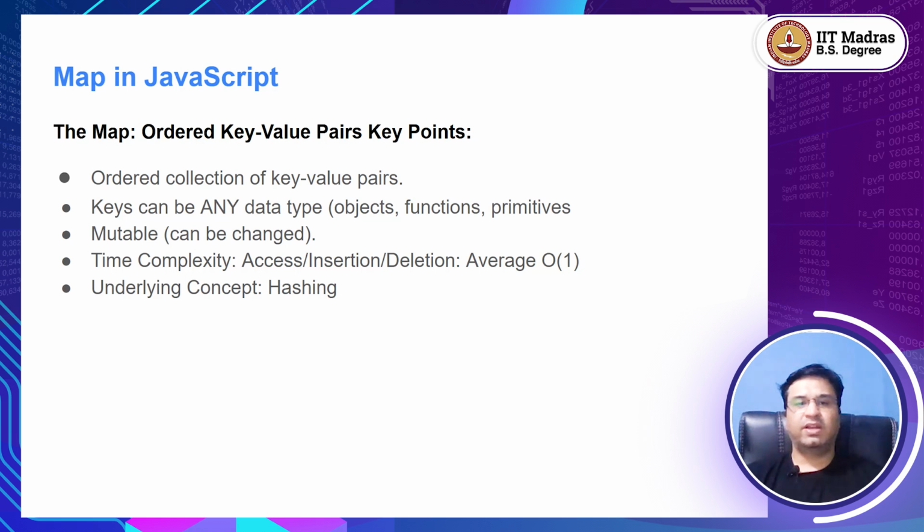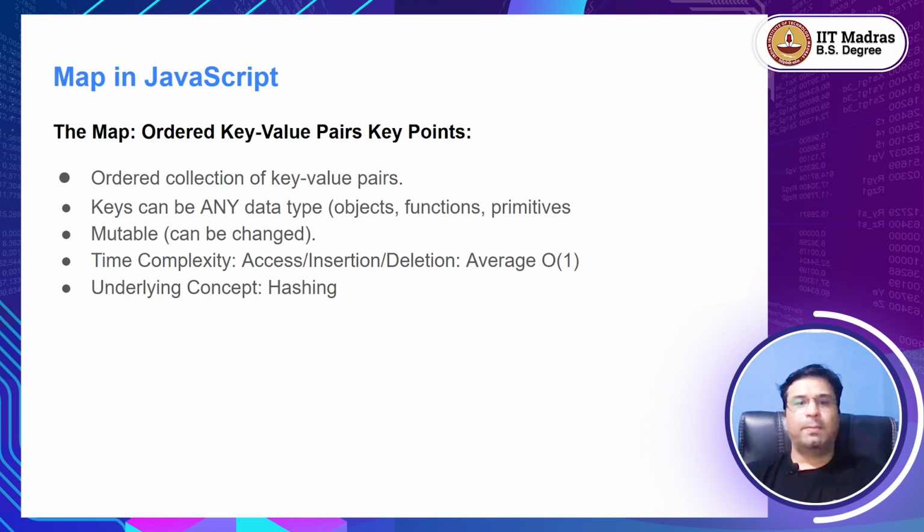The most significant difference is that Map maintains the insertion order of its elements. When you iterate over a Map, you are guaranteed to get the elements back in the order they were added. Another key difference is that Map keys can be of any data type, including objects, functions, or any primitive value. In regular objects, keys are implicitly converted to string or symbol.